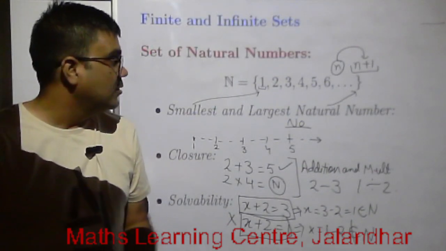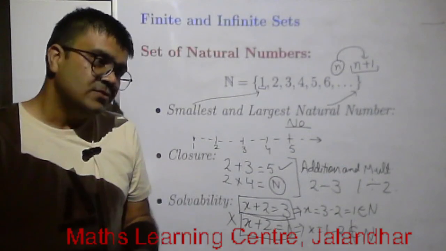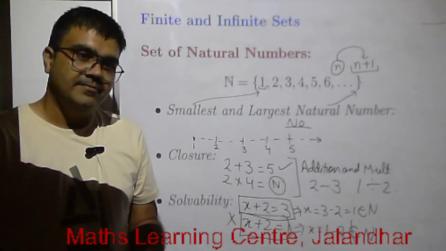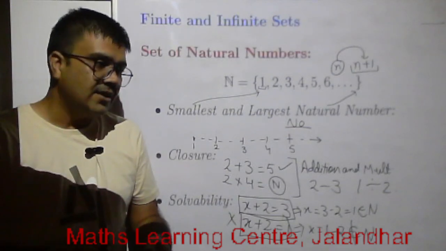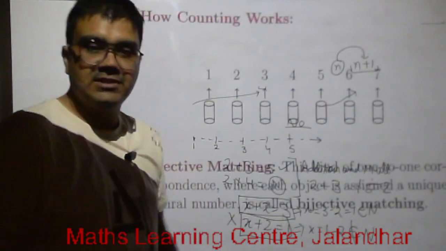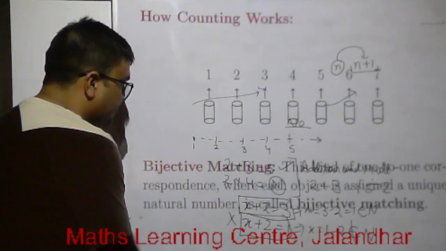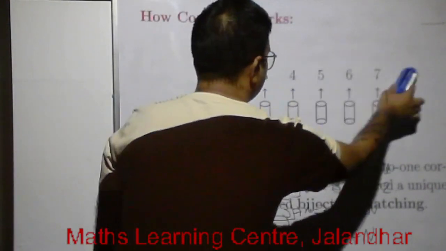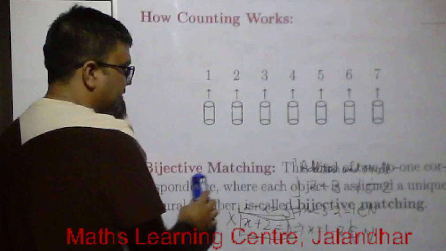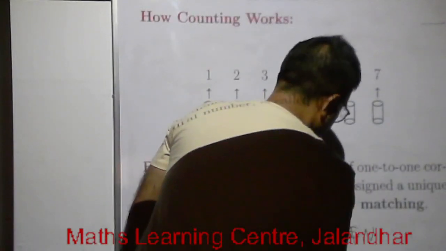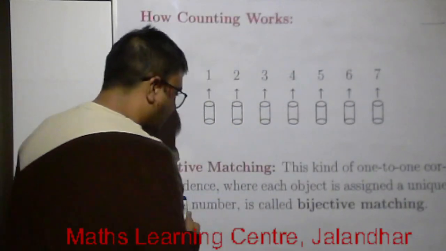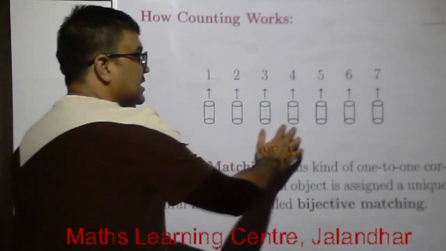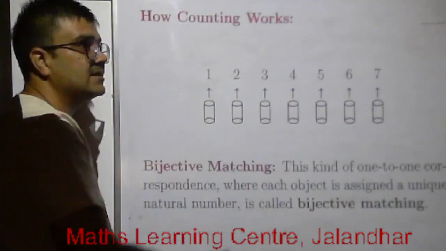Now, the first application of natural numbers that comes to our mind is that they are used for counting. So let us see how counting works using the natural numbers. Suppose I have some jars, and I want to count how many jars there are.